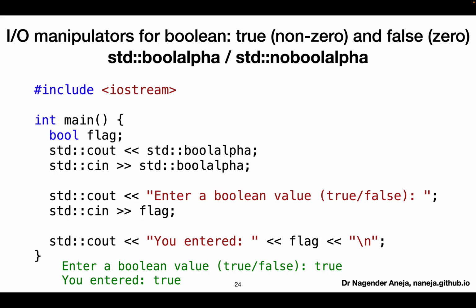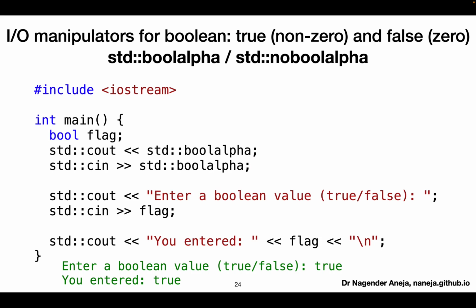So for that we can use std::boolalpha or std::noboolalpha, and we can switch between these two. If we want true and false to be used for cout and cin, we can say using std::boolalpha, or you can say std::cout << std::boolalpha. And if we are using it for cin also, we can say std::cin >> std::boolalpha. So it means that cout and cin will use boolalpha, which means literally true and false will be used.